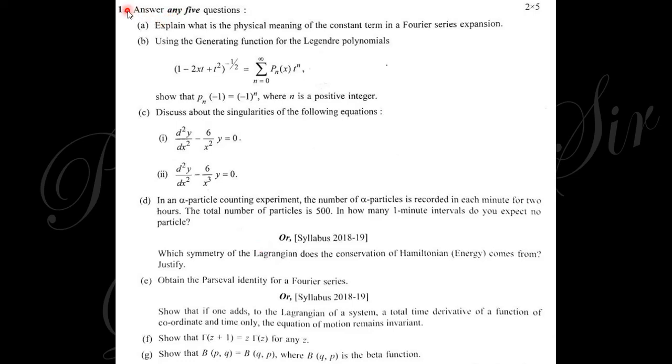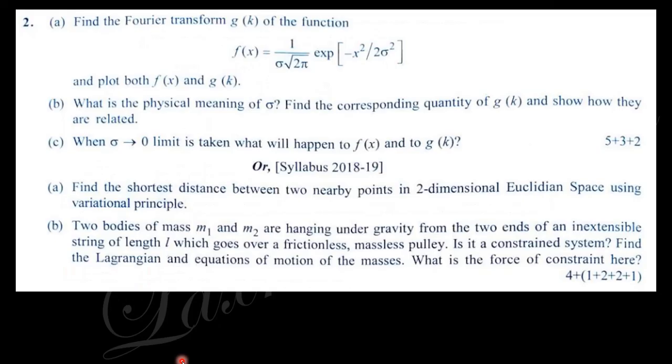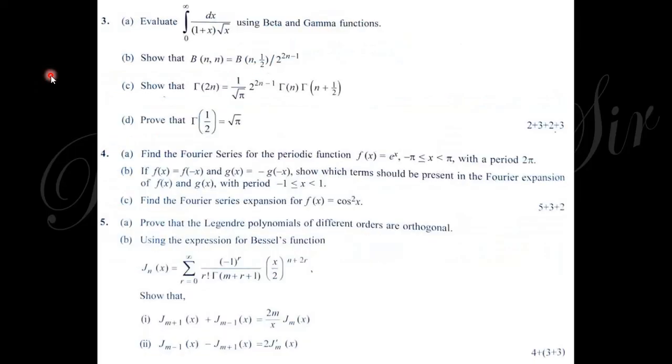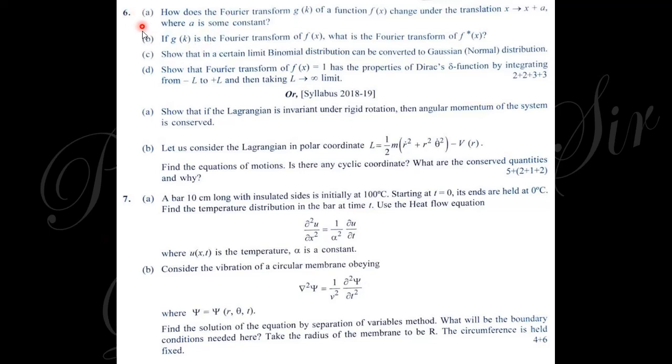This is question number 1: A, B, C, D, E, F, G. Then question number 2: A, B, C. Then question number 3: A, B, C, D. Question number 4: A, B, C. Question number 5: A, B. Then question number 6: A, B, C, D. Then question number 7: A, B.